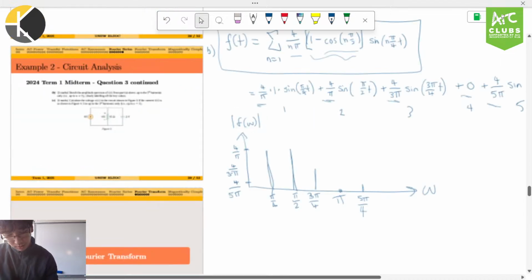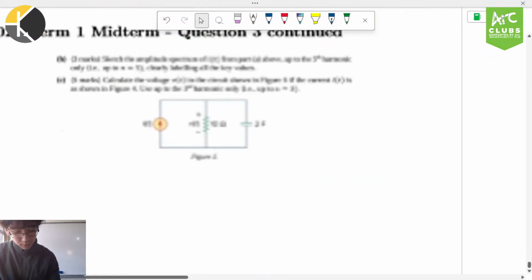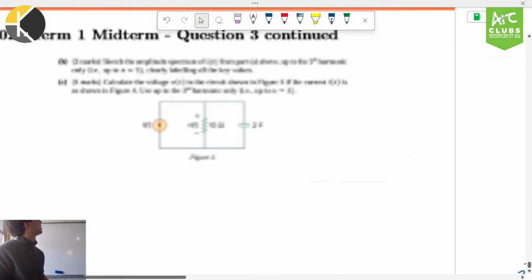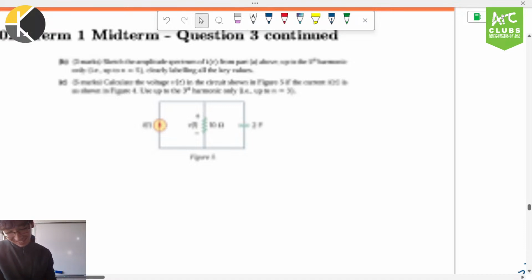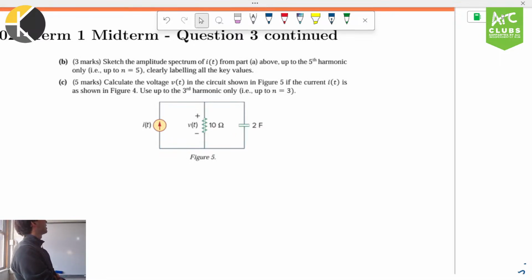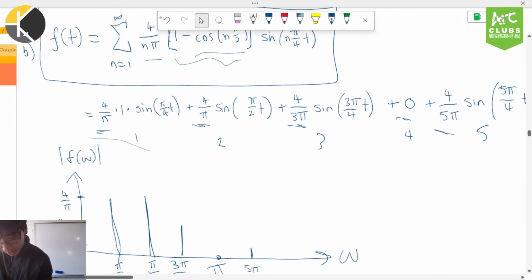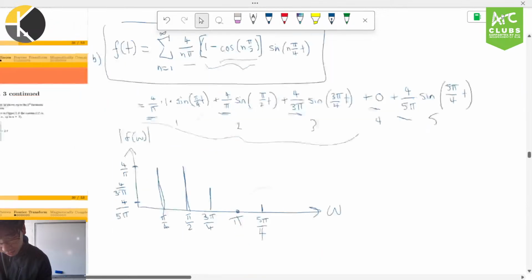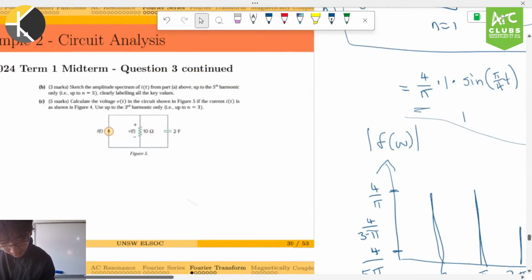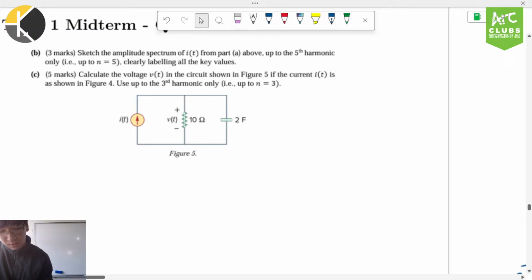Cool. Alright, so then looking at part C, if it loads. Calculate the voltage V(t) in the circuit using up to the first 3 harmonics only. So luckily we have these 3 harmonics already written out for us, so we're going to use those to analyze this circuit. First things first is we need to find an expression for V(t), and that will have to be done in the frequency domain.